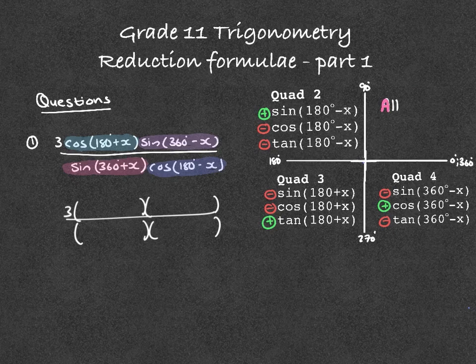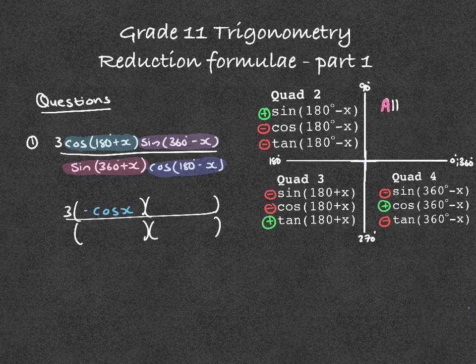Okay, so the first part, cos 180 plus x, which quadrant am I finding myself in? 180 plus x is quadrant 3. Who's positive in quadrant 3? Tan. Is that cos? No. So therefore, cos 180 plus x is going to be, the ratio of cos is negative there. So that's a negative cos x.